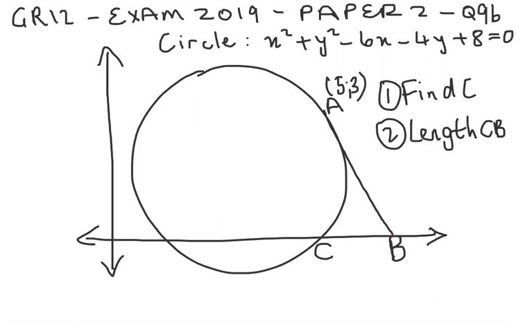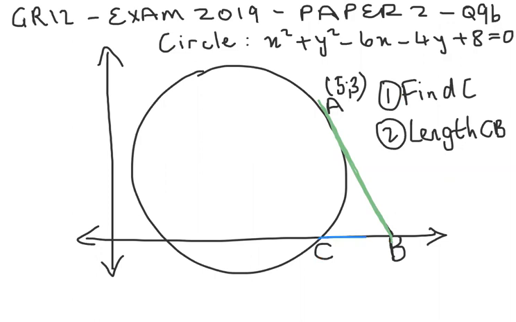So let's just put some color into this. Okay, there we have AB. They say there's a point on the circle, point A, where x is 5 and y is 3. So we have that point, then they give this equation of the circle here on top. We have to find C, so here's C, and we have to find the length of CB. That's it.